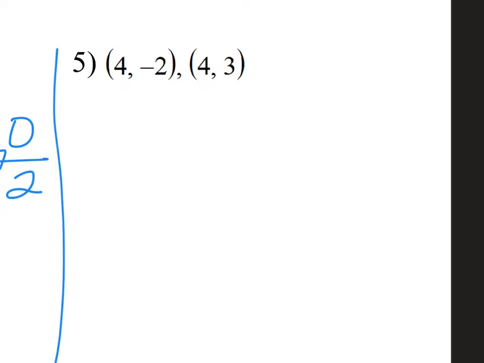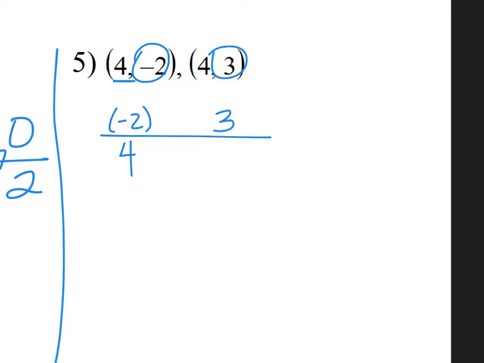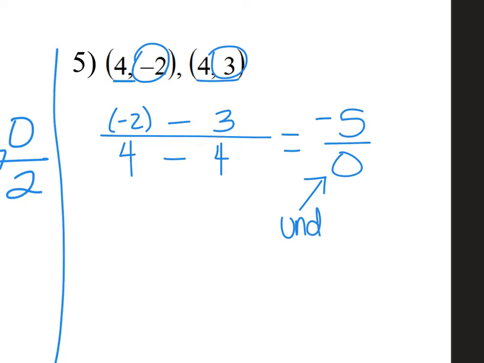Okay, so now here we go again. So we circle the y's. Again, just for demonstration purposes. -2 on the top, below that will be the 4. 3 on the top, below that will be the 4. Subtract, I wind up getting -5 over 0. No, 0 on the bottom, bad. That's undefined.